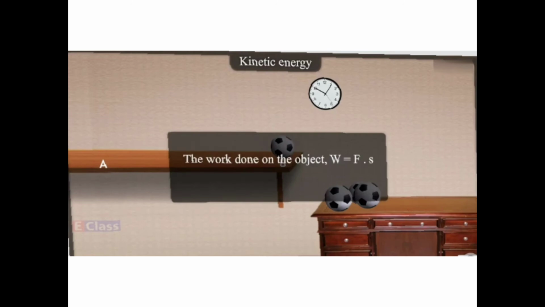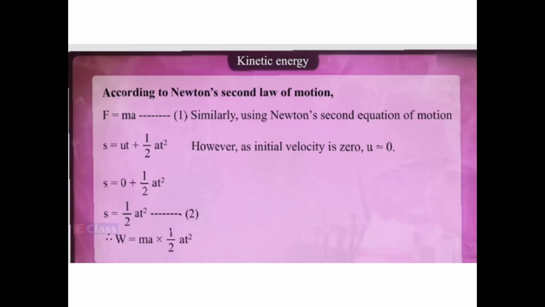The work done is nothing but force into displacement. So what is force? Force F is equal to m into a, right? And the formula for displacement we have is ut plus half at square. Now the ball was initially at rest, right? So u equal to 0. So substitute u equal to 0. So s is equal to 0 plus half at square. So s is nothing but half at square, right?